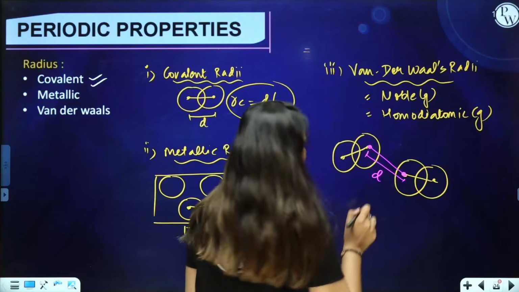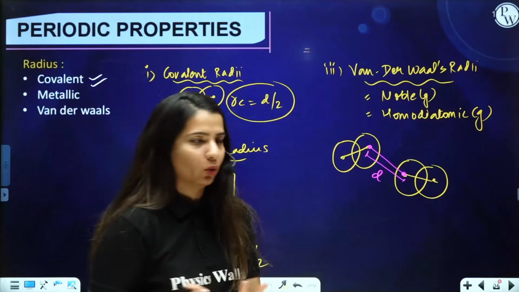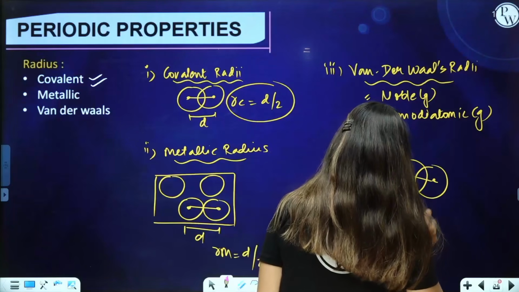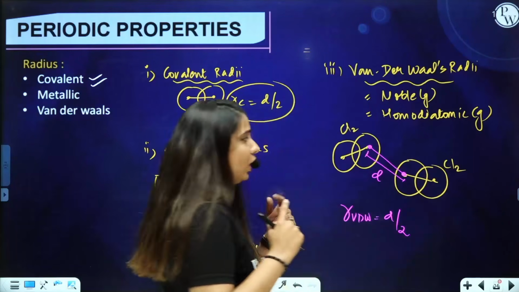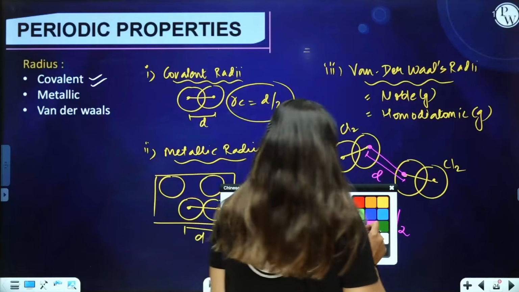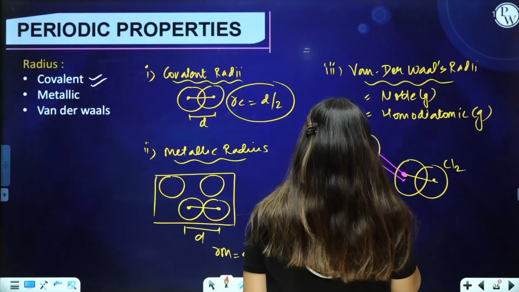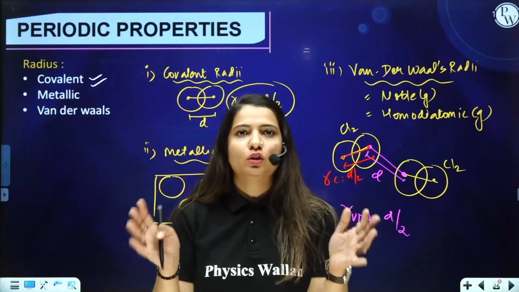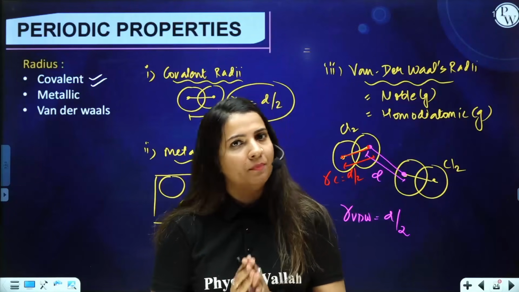It can be anything, the nearest whatever is possible. I have drawn that only. So the van der Waals radii will be equal to this distance divided by 2. See, this molecule is Cl2, so the atoms are covalently bonded to each other. I can have a covalent radius also present over here, which will be d divided by 2. And two molecules of Cl2 will have a minimum distance between each other. That distance divided by 2 will give me the van der Waals radii.